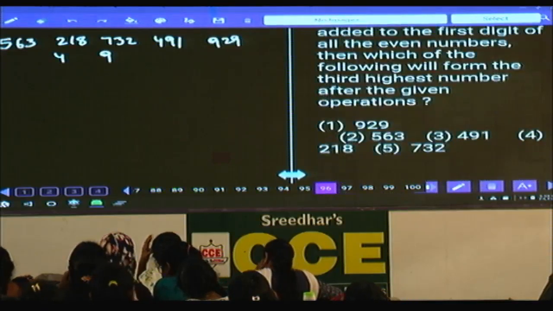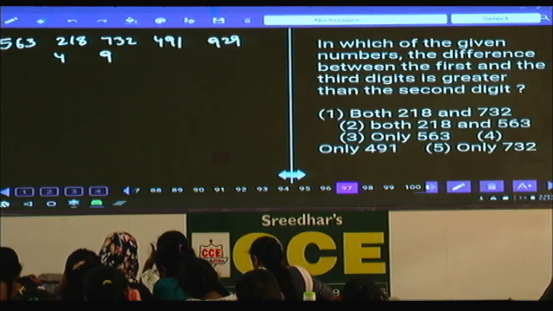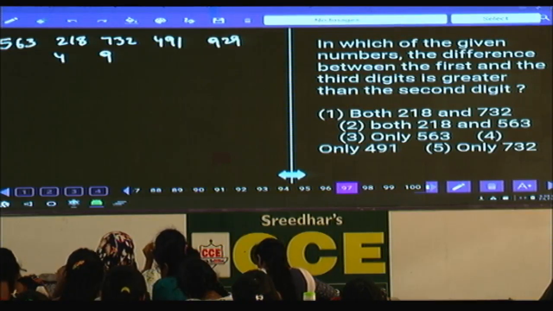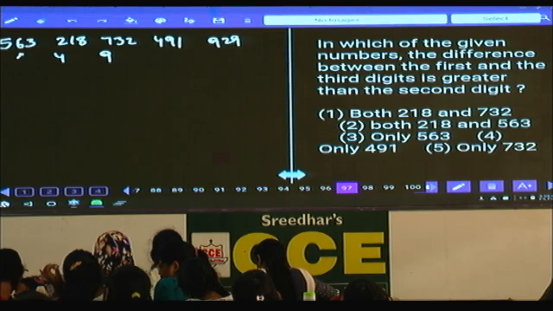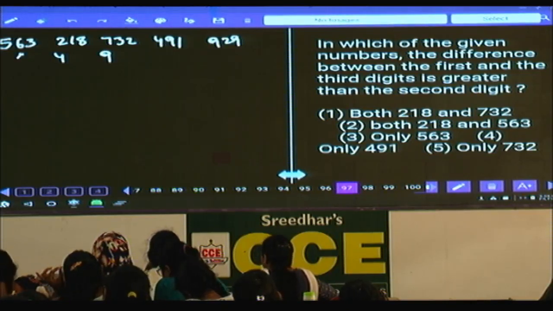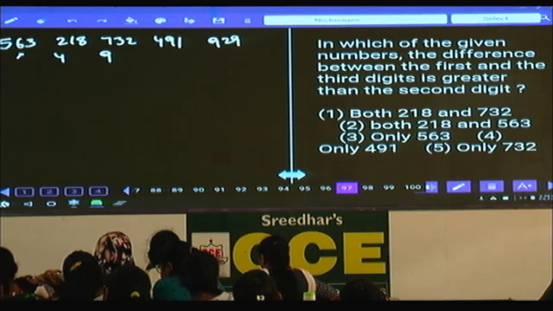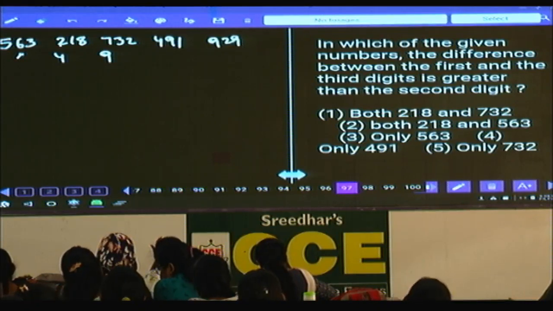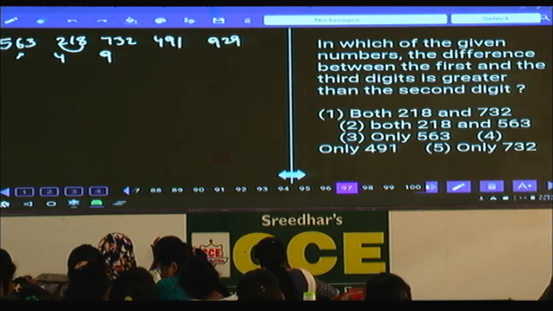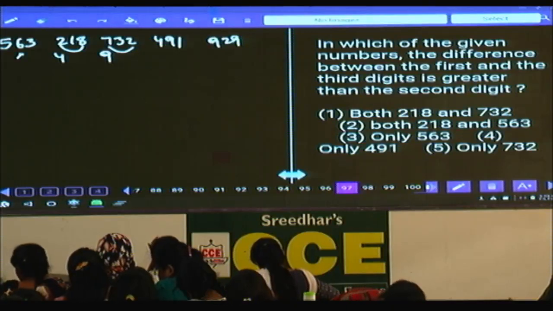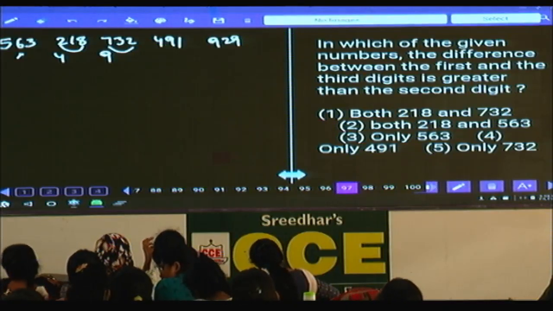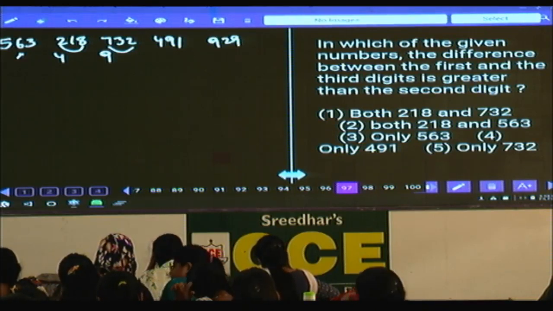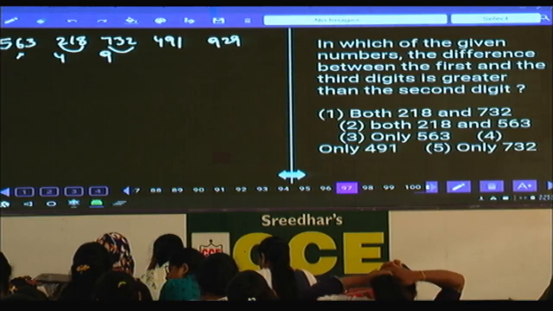Then next one, 97. In which of the given numbers is the difference between the first and the third digit greater than the second? Now this is 6, 5 and 3 is 2. 8 minus 2 is 6. Now here, 6 is greater than 1. 7 minus 2 is 5, greater than 3. 4 minus 1 and 9 minus 1. Hence how many numbers do we have? There are only 2 such numbers, 218 and 732. Choice 1 is the answer, 97.